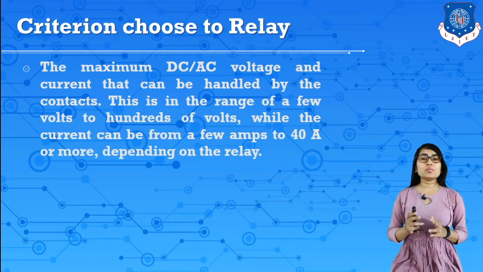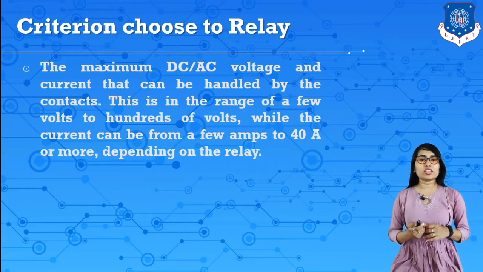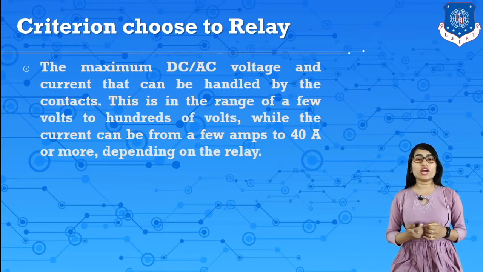The maximum DC or AC voltage and the current that can be handled by the contact is also one of the necessary factors. This is in the range of a few volts to 100s of volts, while the current can be from a few amperes to 40 amperes or more depending on the relay.